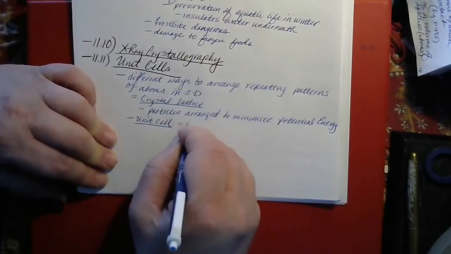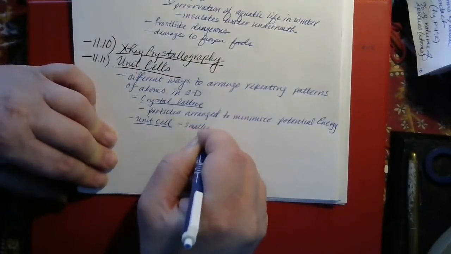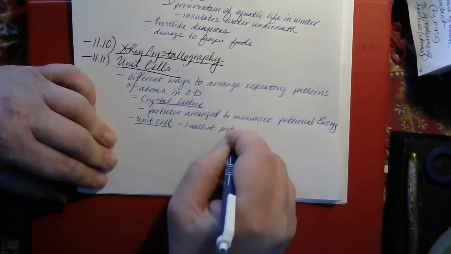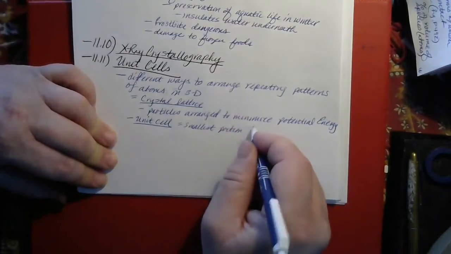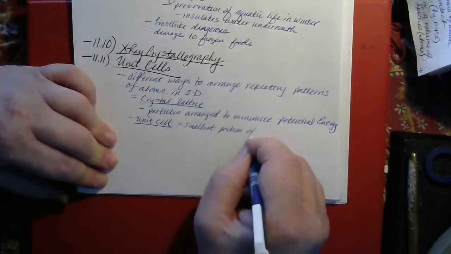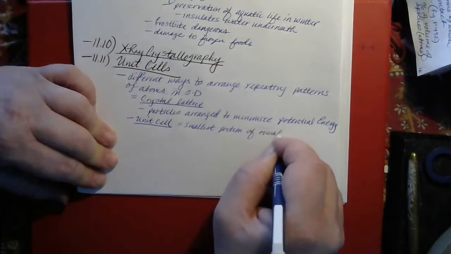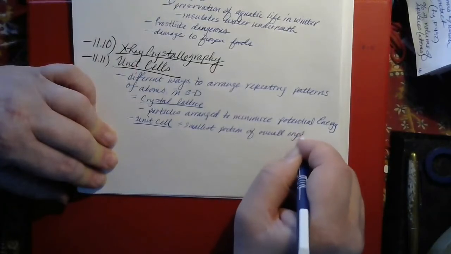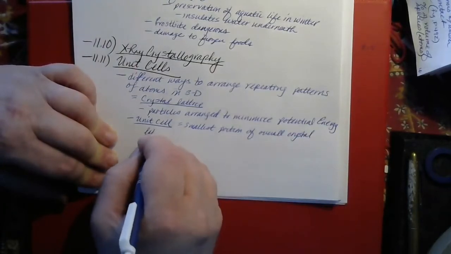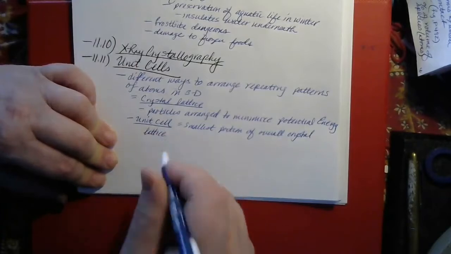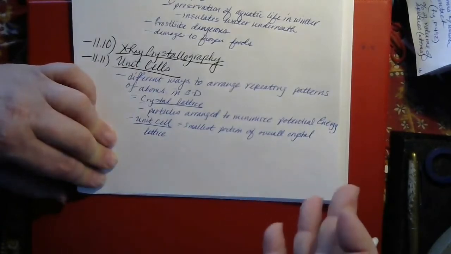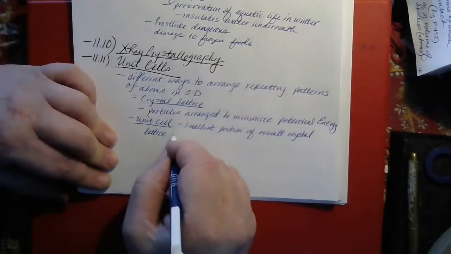So a unit cell is the smallest portion of an overall crystal lattice that contains all the info needed to reproduce the whole lattice.